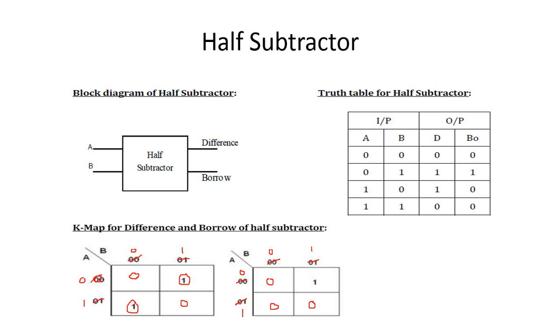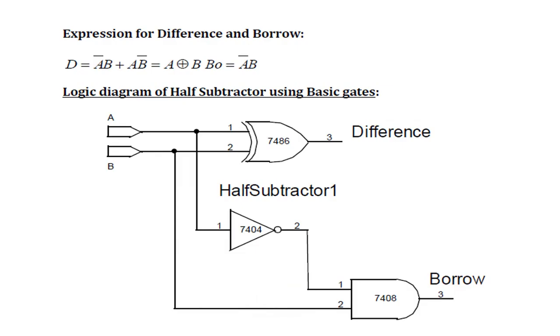Now I'm going to group for the number of ones. Here only a single one is possible, so the equation will be A bar B. So B0 equals A bar B. So this is the expression for the difference and borrow.